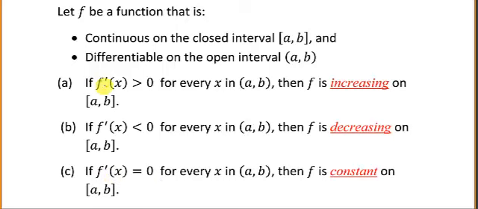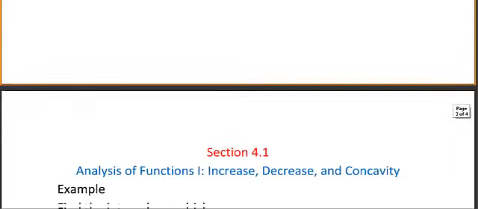So if f prime is positive, bigger x values mean bigger y values. If f prime is negative, we're decreasing. Bigger x values mean smaller y values. And if f prime is 0, then all of the function values are the same, or constant. Okay, so let's take a look at an example.